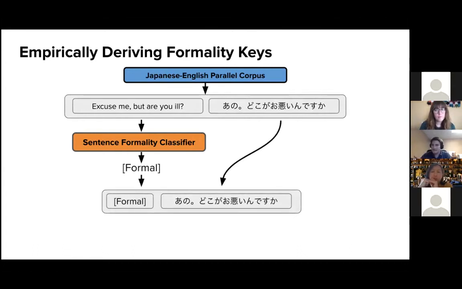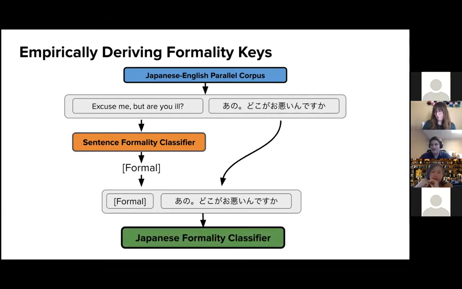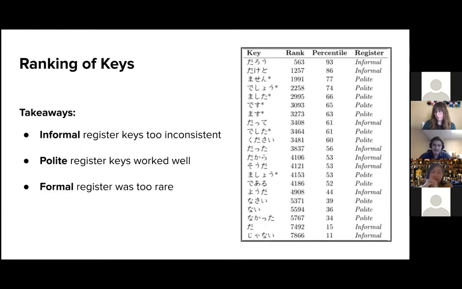We're only going to do this once, just to get a good idea of what is and isn't formal, what keys do and don't correspond with English formality. But once we do, we can get a good idea of what we're looking for here. So if we rank all of the keys from the previous work, we can see that the informal keys are kind of inconsistent. The polite register keys seem to be pretty consistent, and the formal register keys didn't even appear because they were just too rare.